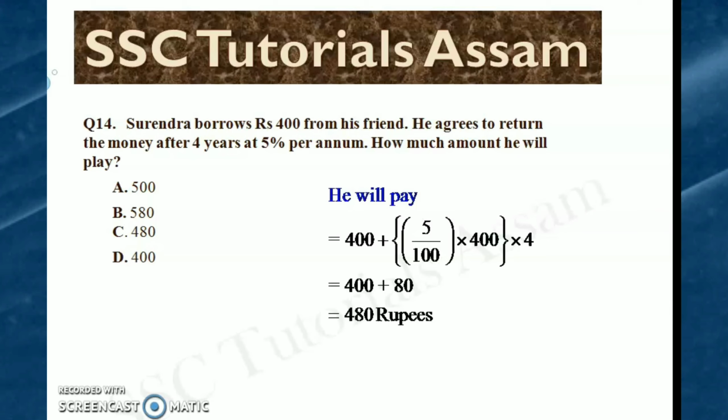So 80 is the interest over the original amount of 400. So 480 is the total amount that he needs to pay. Option C.